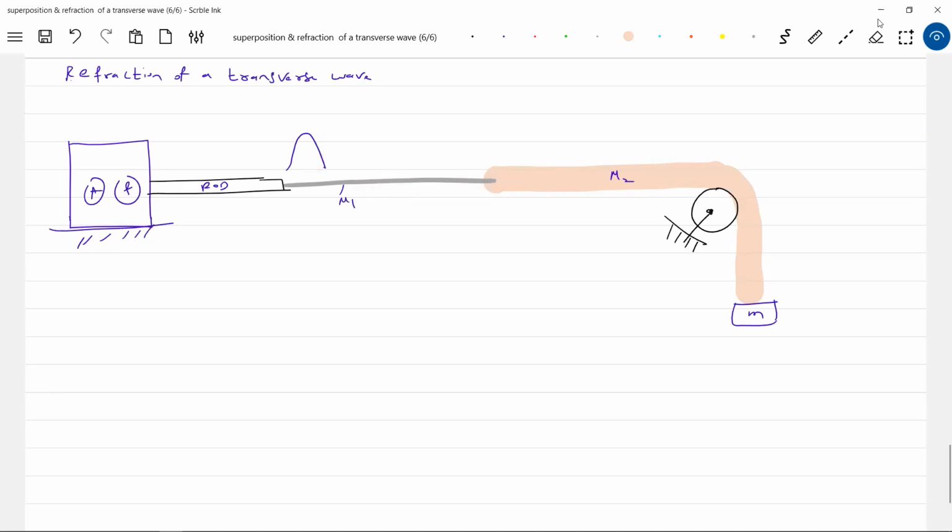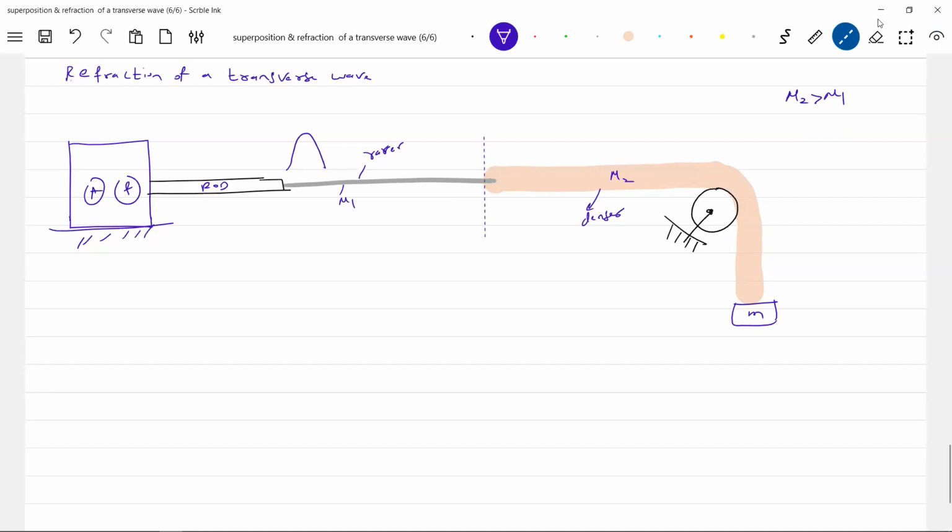Now I'm saying this is a denser medium. So how can you say this is a denser medium? You can look at it from here: denser, and this is rarer. What do you mean by rarer? Here, mu two is greater than mu one. So how can you say denser or rarer? Where the speed of the wave is less, it is said to be denser. Where the speed of the wave is more, it is said to be rarer.